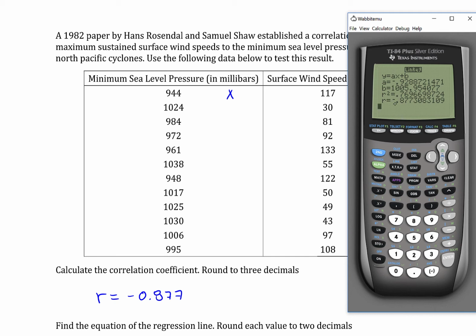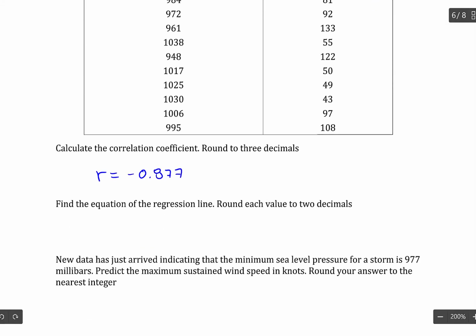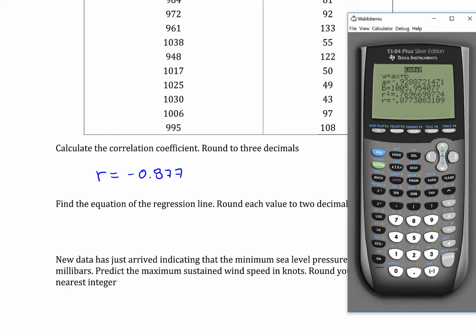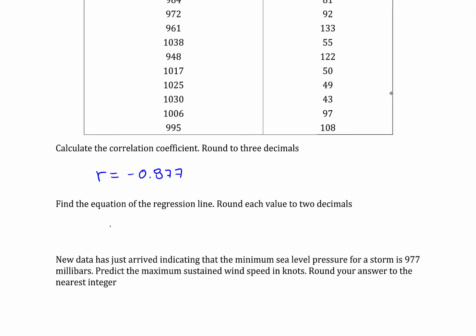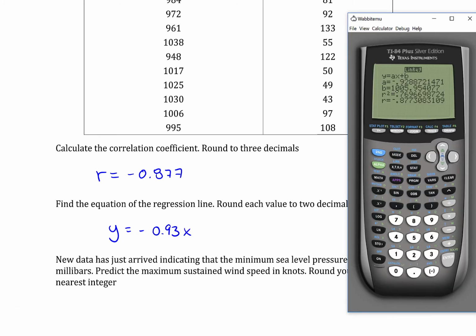Next, we need to get the equation of the regression line. So the equation of the regression line comes from these values here, a and b. That's the slope of the regression line and the y-intercept of the regression line. And it says to round each value to 2 decimal places. So this would be y equals negative 0.93x plus 1005.95.